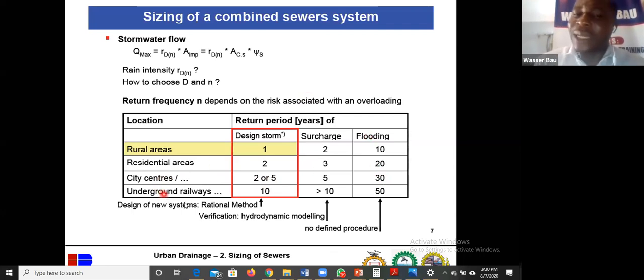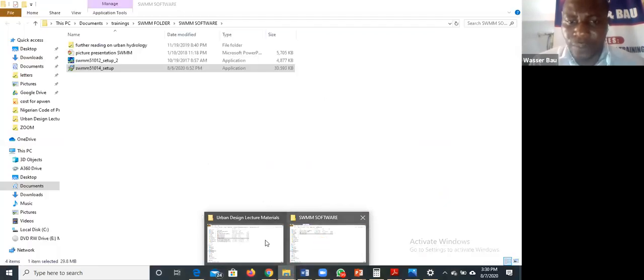If you are designing for an underground system, which is a much higher risk area, you use a design storm of 10 years. When we are talking about all these things, what do we mean by this? Somebody will ask. Well, this is what we mean.